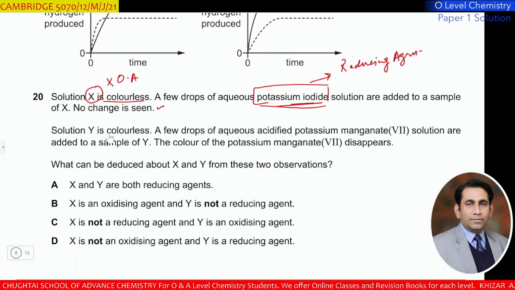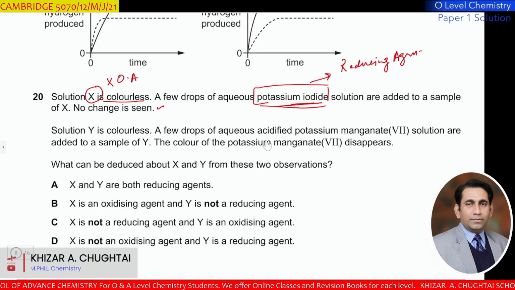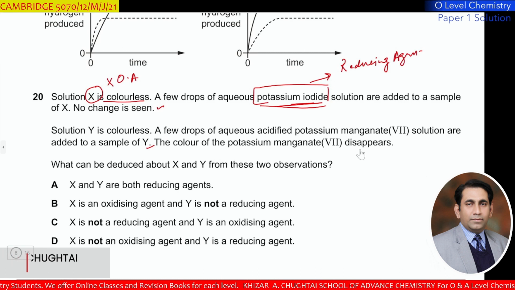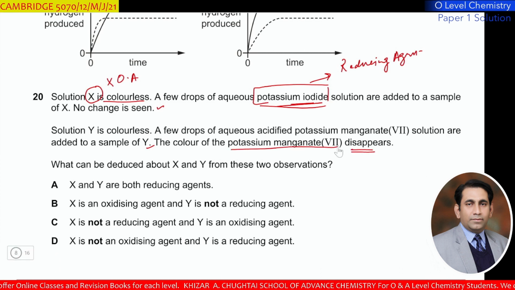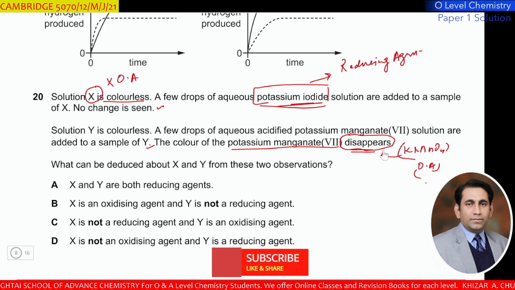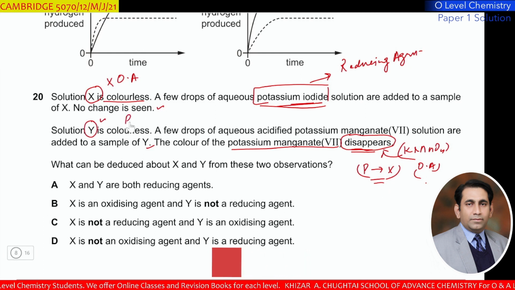The next one: solution Y is colorless. A few drops of aqueous acidified potassium permanganate solution are added to the sample Y. The color of potassium permanganate, KMnO4, disappears. This KMnO4 is an oxidizing agent, and if its color changes from purple to colorless, this substance is said to be a reducing agent. What can be deduced about X and Y from these two observations?